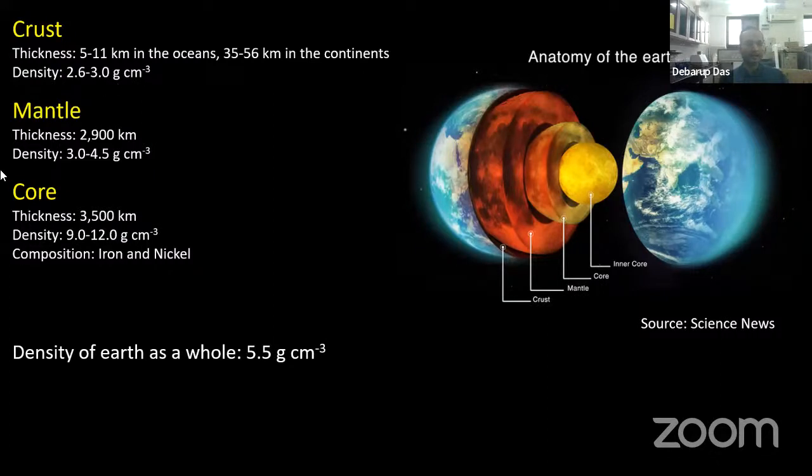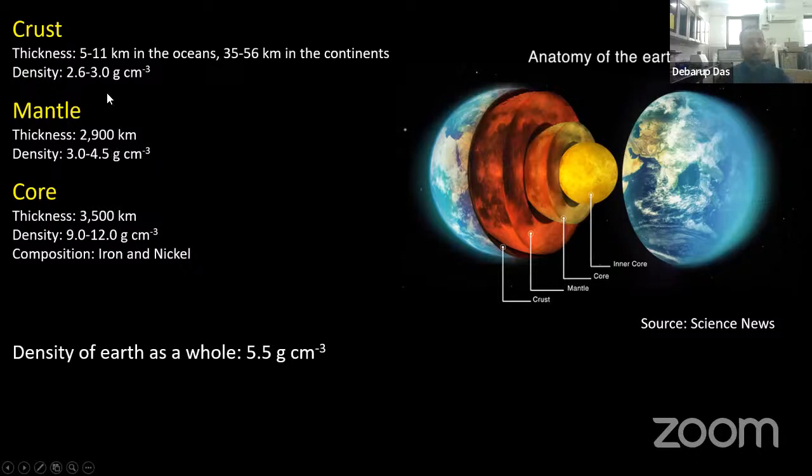Mantle, thickness is 2900 km. Density, 3 to 4.5 gram per centimeter cube. Core, thickness is 3500 km. Density, 9 to 12 gram per centimeter cube. Composition, iron and nickel. Please try to remember at least this. Composition of core, iron and nickel. Outer core is melted iron and nickel. Inner core is solid iron and nickel.